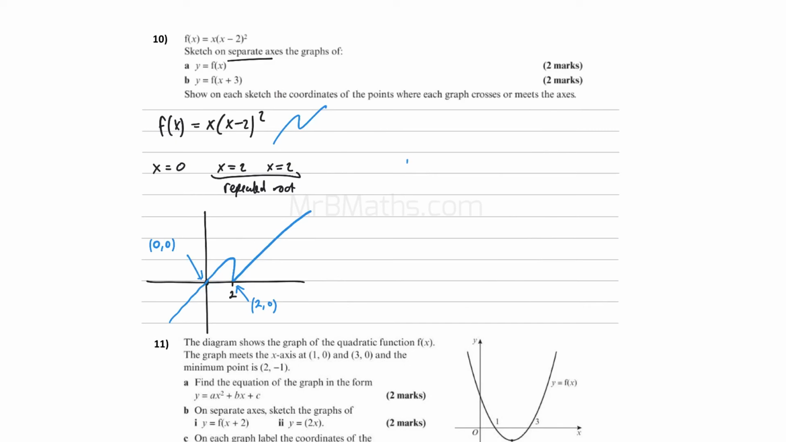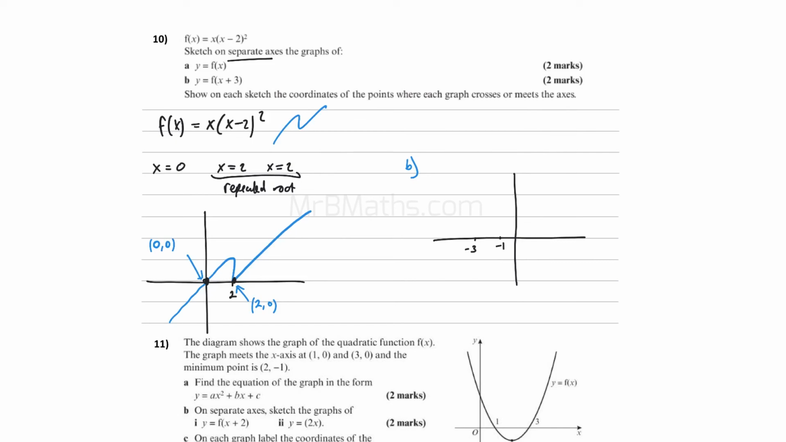Now looking at part B, again on separate axes. So we look at this translation, f of x plus 3, which will mean that the values that you see here have shifted by 3 to the left. So where we've got our intercept normally at 0, the intercept will now be at -3, and where it was at 2, it will now be at -1.